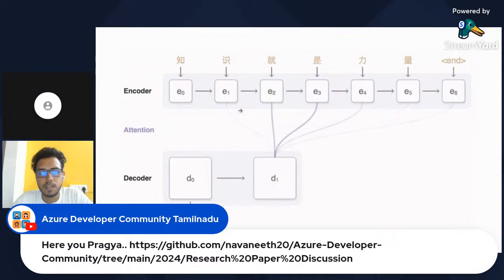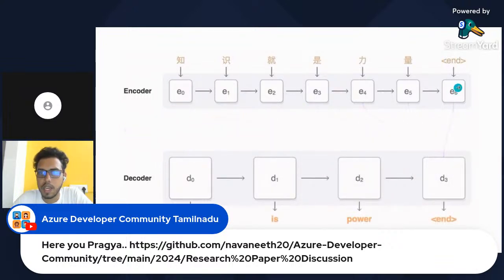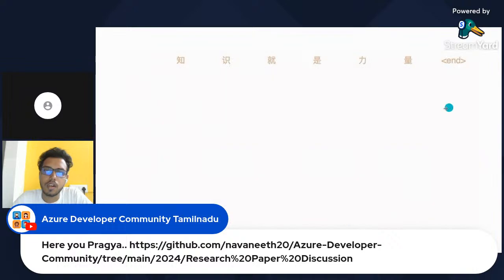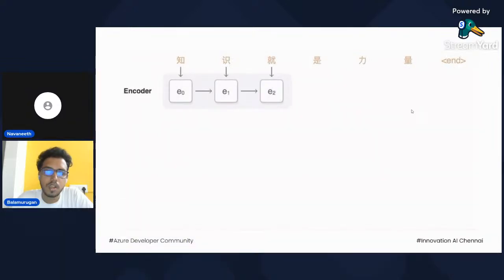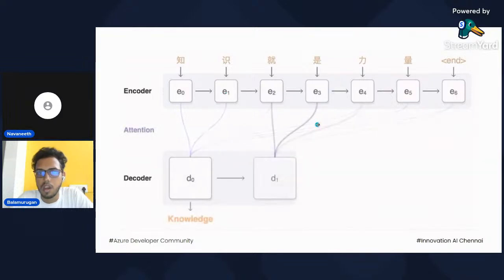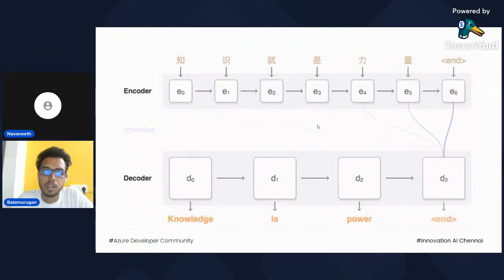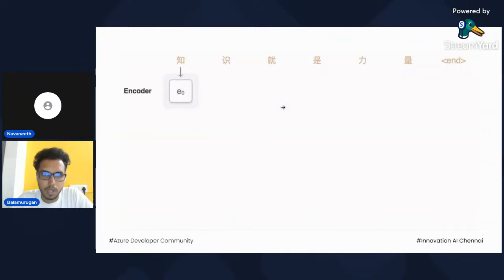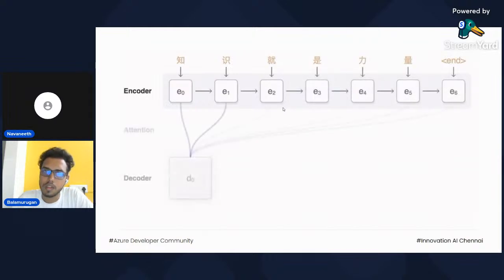For example, let's take here we have six words. So these six hidden states will be combined together. So it will be a 6 cross 5 matrix of hidden state representation. That particular matrix comprises the entire meaning of the sentence.